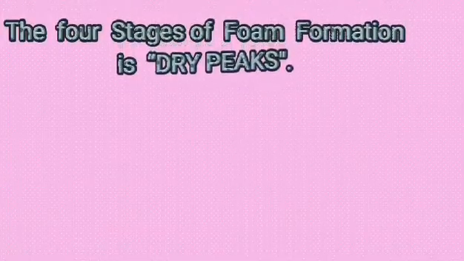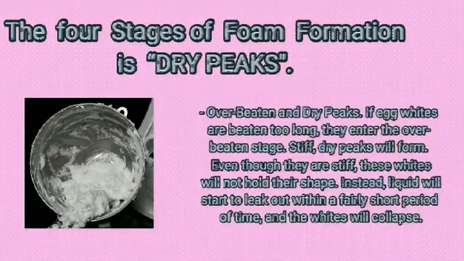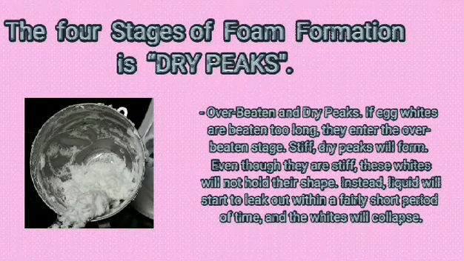The fourth stage of egg foam formation is dry peaks. Overbeaten and dry peaks: if egg whites are beaten too long, they enter the overbeaten stage. Stiff, dry peaks will form. Even though they are stiff, the whites will not hold their shape. Instead, liquid will start to leak out within a fairly short period of time, and the whites will collapse.